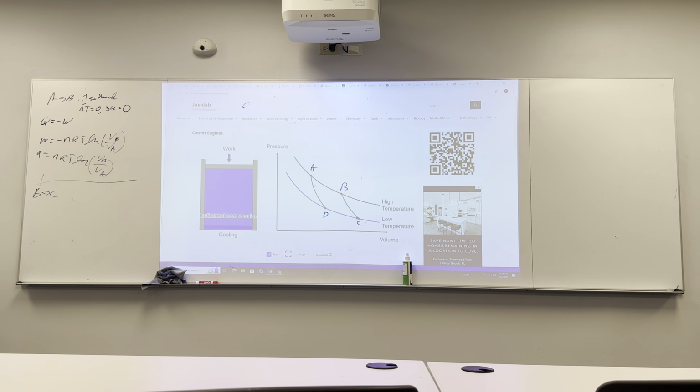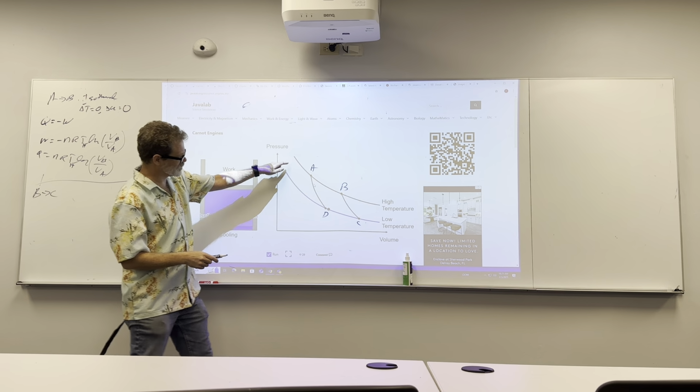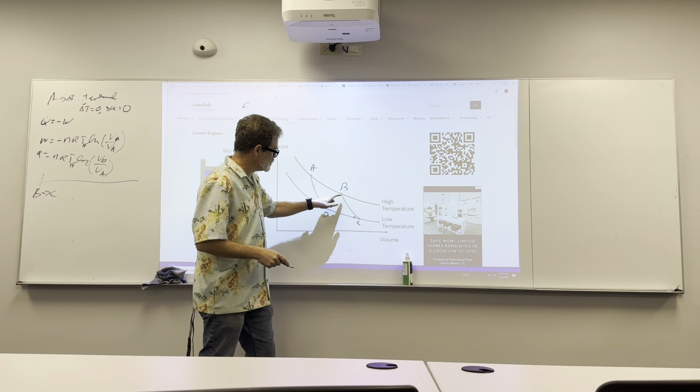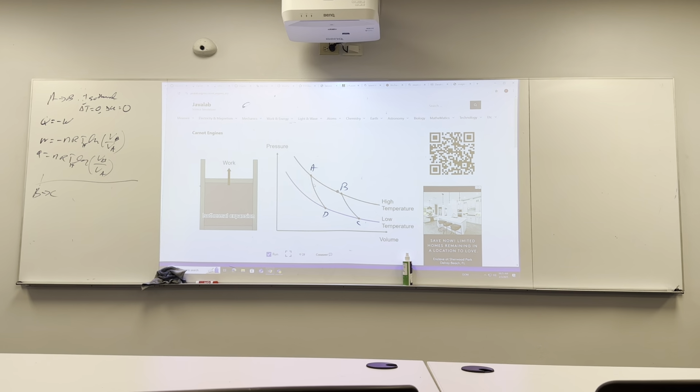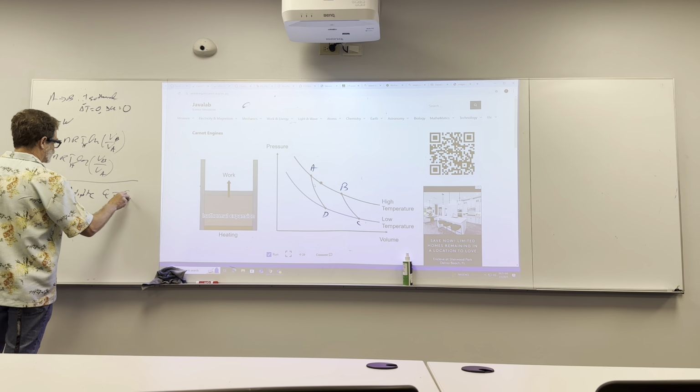B to C, what is that? Oh, and this should be which T? This should be the hot temperature, TH, right? Because this is the hot temperature. Okay, B to C, what kind of process? What does that mean? Everything's changing. What's zero, Matthew? Heat. Exactly. Q is zero. Right? Q equals zero.